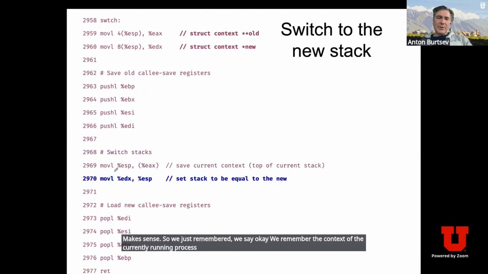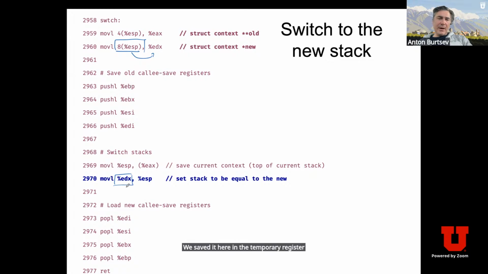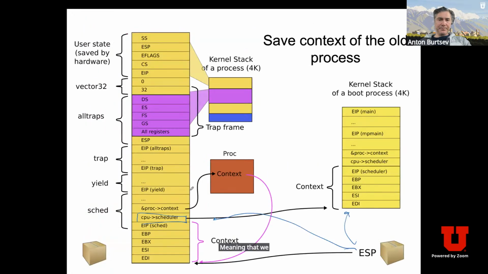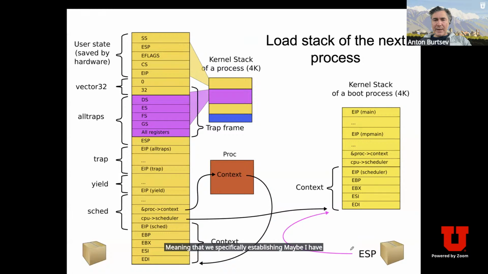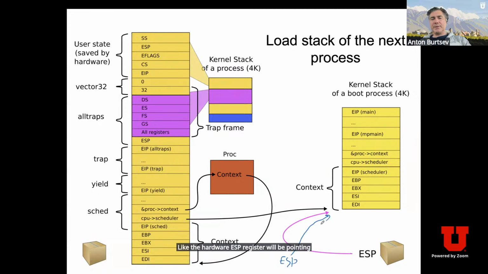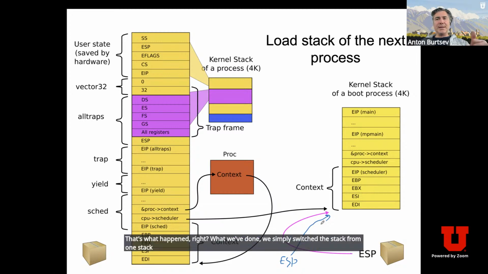And the second instruction loads the context of a process we're switching to, which we got as an argument to this function inside ESP + 8. We saved it here in the temporary register EDX, and now we're loading this pointer in the ESP, meaning that we establish that the hardware ESP register will be pointing to this context. That's what happened, right? We simply switched the stack from one stack to another. Make sense?